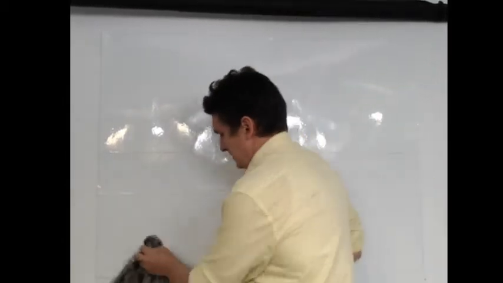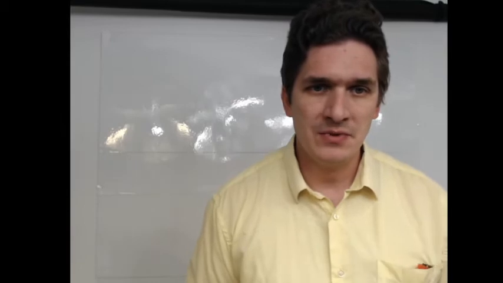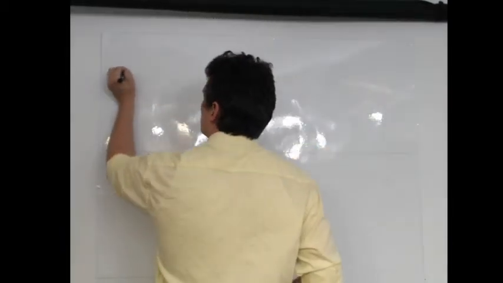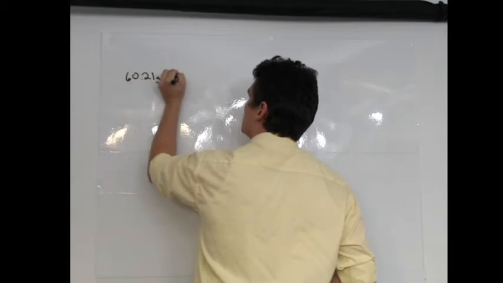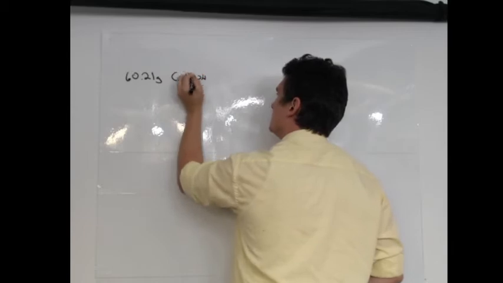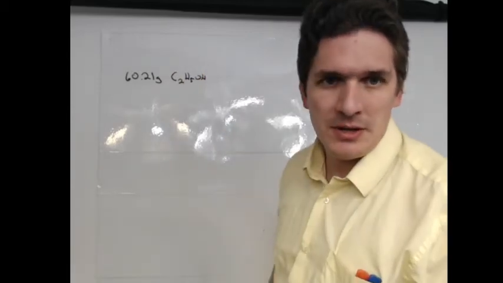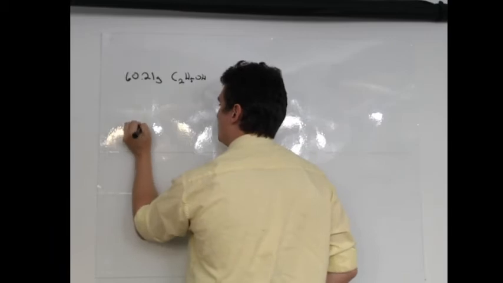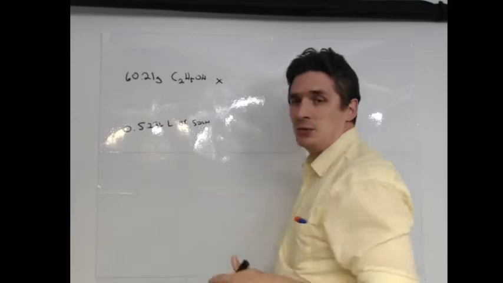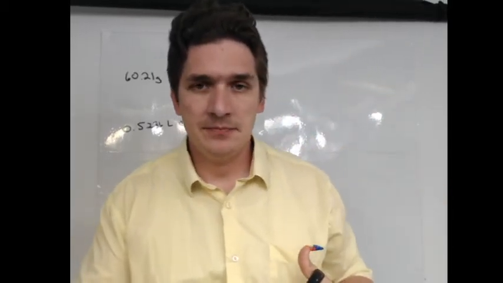All right. So the question is the molarity of 60.21 grams of ethanol, C2H5OH, dissolved in 0.5236 liters of solution. So we'll start with that problem first. We have 60.21 grams C2H5OH, and we want to know the molarity of it given that we have 0.5236 liters of solution. So the first thing we're going to need off of this is the atomic weight.